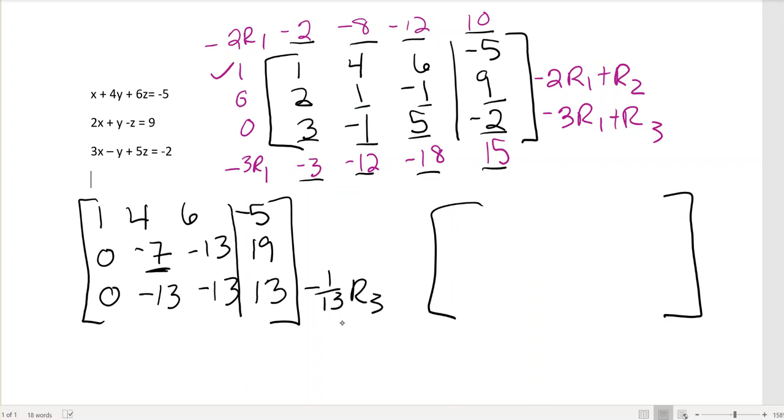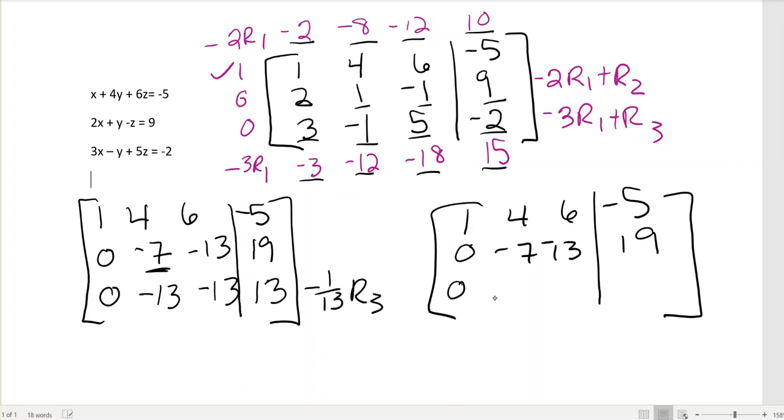So anytime I just have something by one row, it means the other two rows are not changing. I have 1, 4, 6, negative 5. I have 0, negative 7, 13 with 19. And see how I left that negative off? Let's put it back in. So second row, 0, negative 7, negative 13, positive 19. And then the last row I'm dividing by negative 13. So I have 0, 1, 1, negative 1.